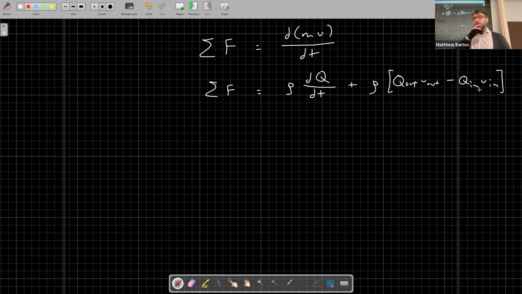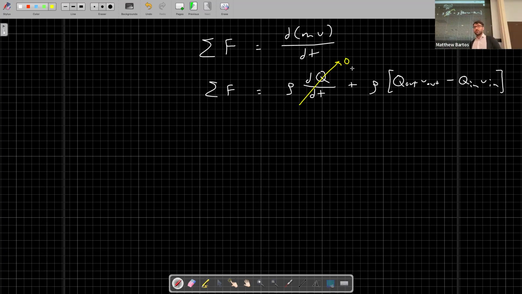Okay, so what about this first term here? The system's at steady state, so what happens to this first term? It's equal to 0, right? The momentum is not changing in our control volume over time. Okay, what about this second term, the momentum flux? Is it going to be 0 or no? It's not going to be 0.